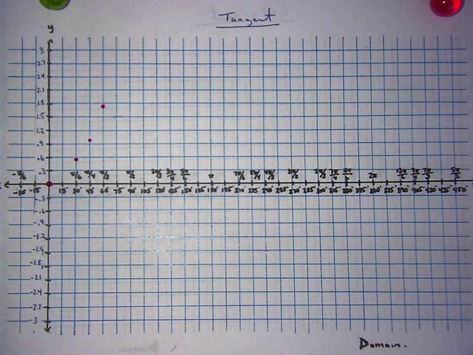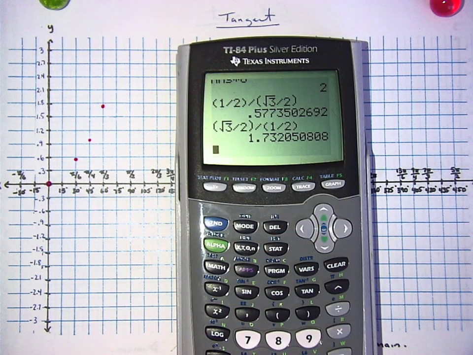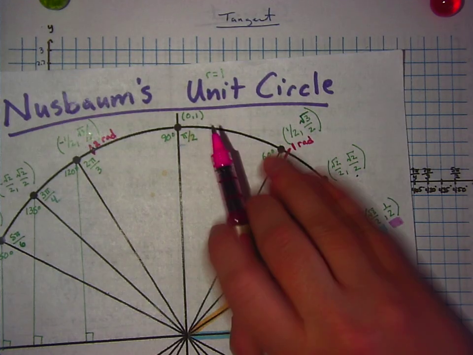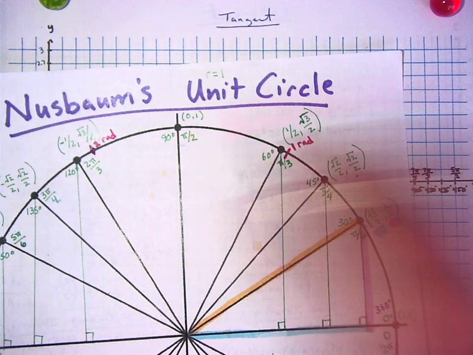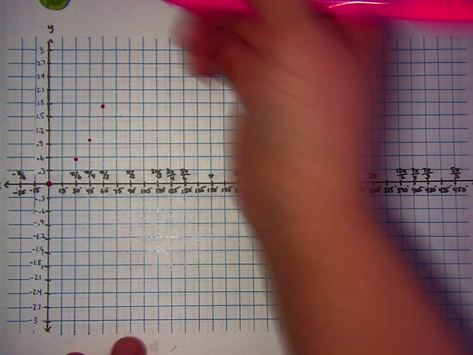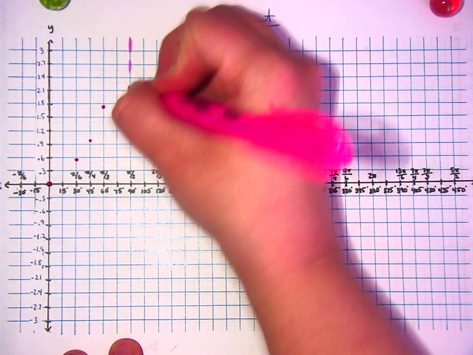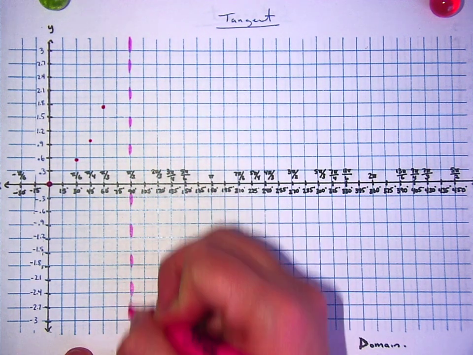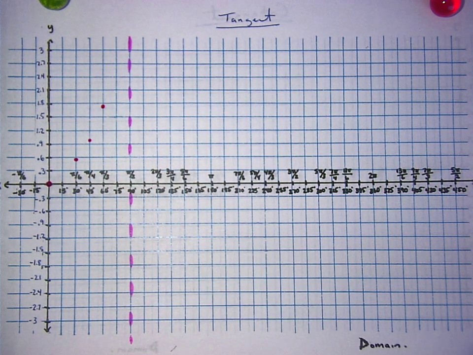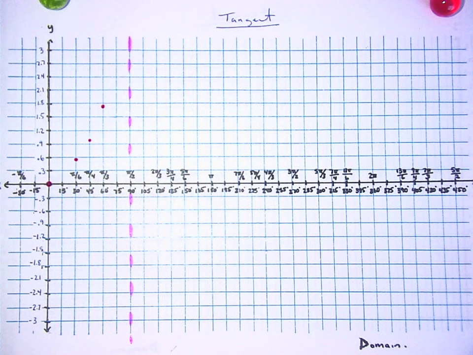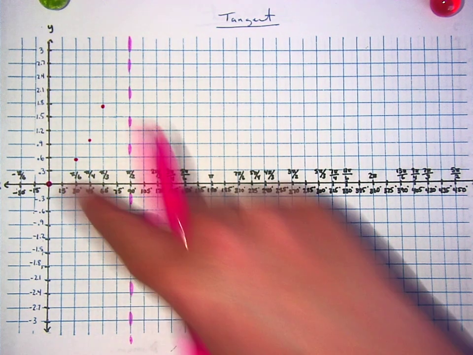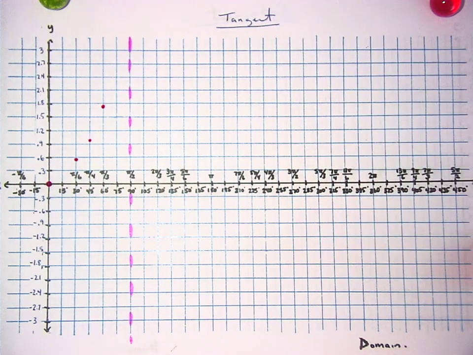Okay, how about 90? Good, because it'd be 1 divided by 0 and you can't divide by 0. That's what we call an asymptote. So a no solution, take your marker and make a dotted line that goes through this. An asymptote is an invisible line that a function approaches but never quite gets to.